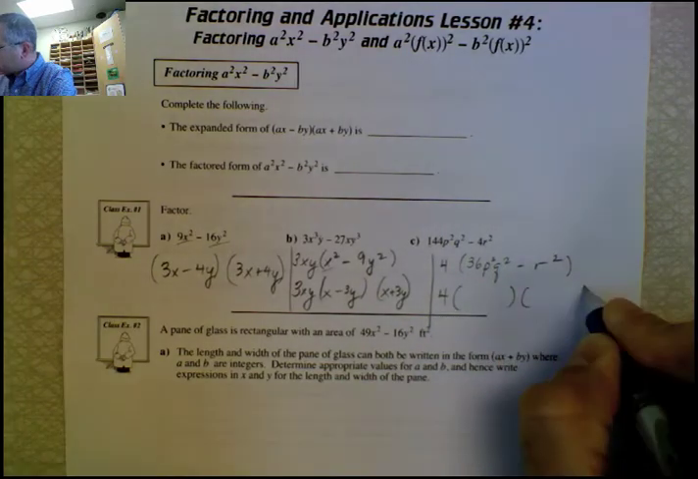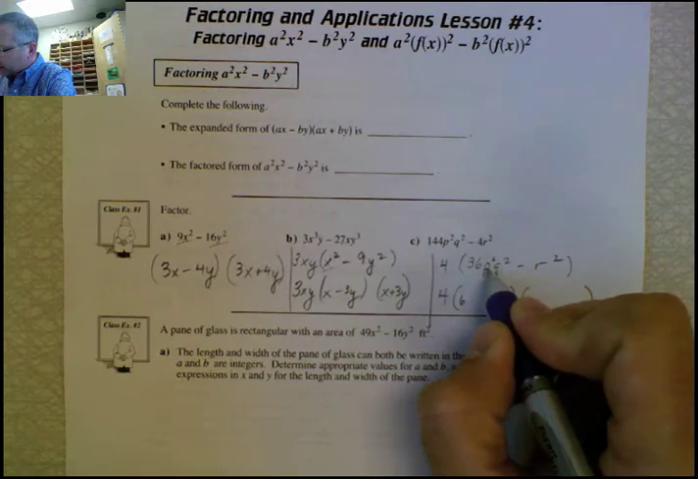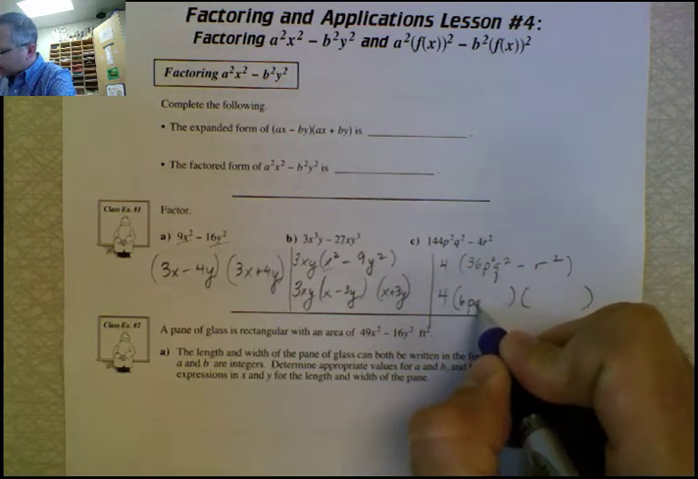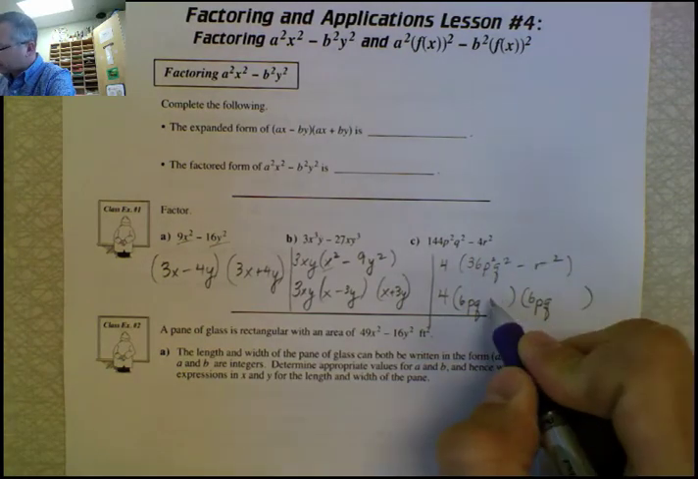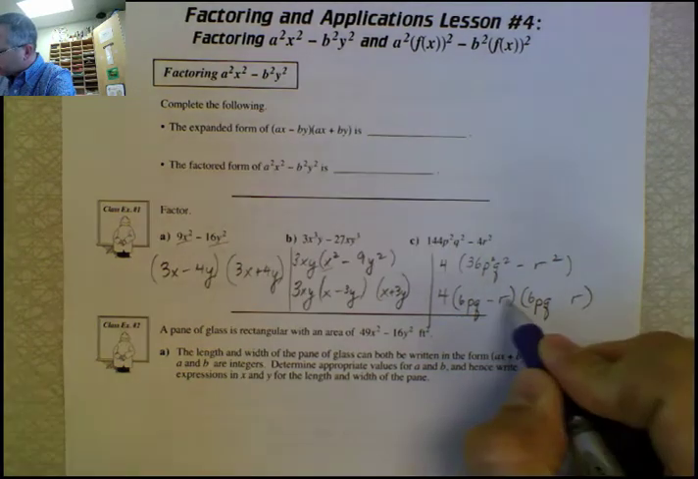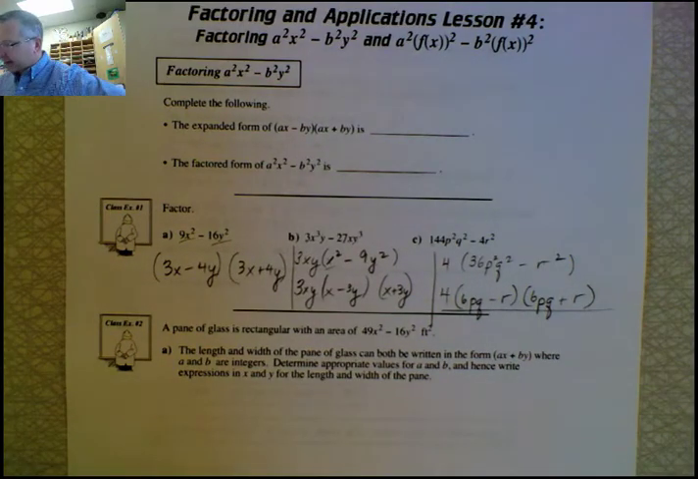So now if we factor our difference of squares here, the square root of 36 is 6, the square root of p squared and q squared is pq, so that becomes our first terms. The square root of r squared is just r, one of these is negative and the other one is positive. So there we have our factors.